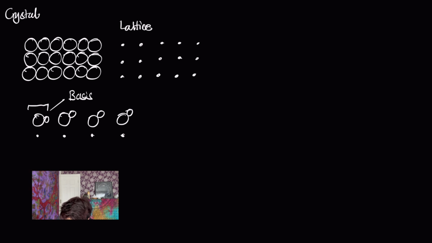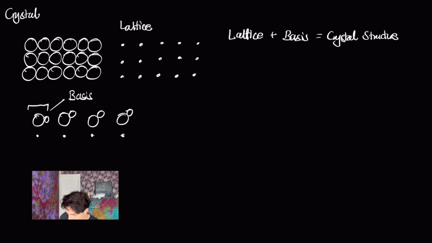But essentially a good thing to bear in mind is that lattice plus basis is equal to the entire crystal structure. So you've got your basis right here, which is your molecule or your atom, and you've got your array of lattice points, your lattice structure. When you attach a molecule to every single point within the lattice, you produce your crystal structure right here. So that is the basics of what a crystal structure is. It's comprised of lattice and basis.